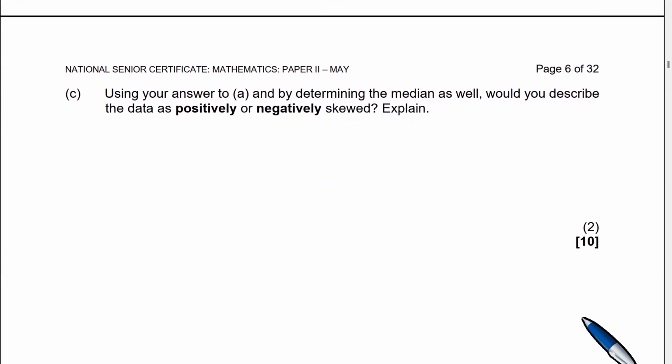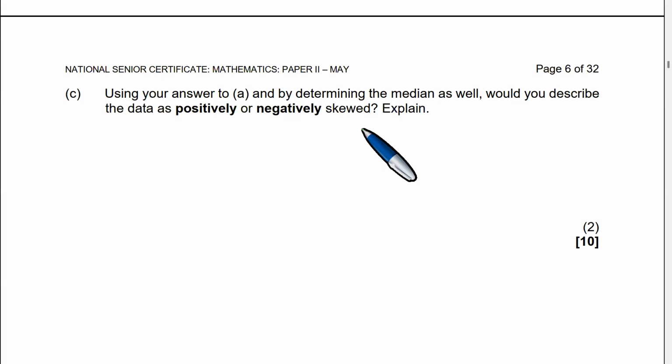Using your answer to A, by determining the median as well, would you describe the data as positively skewed or negatively skewed? Explain. Let's look at part C.